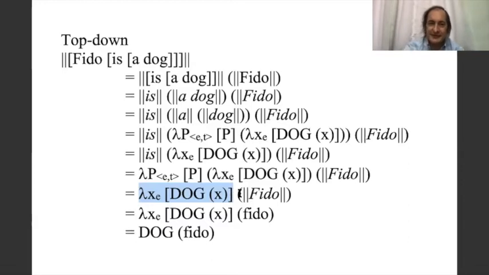Now we have a function that can apply to the translation of Fido. This is where we actually go ahead and give the translation of Fido as Fido. We take our function. It says find something that can act as an x. It has to be type E. Fido is of type E. It denotes an individual. And so we can put it in place of x and give back the result. And the result is dog of Fido.